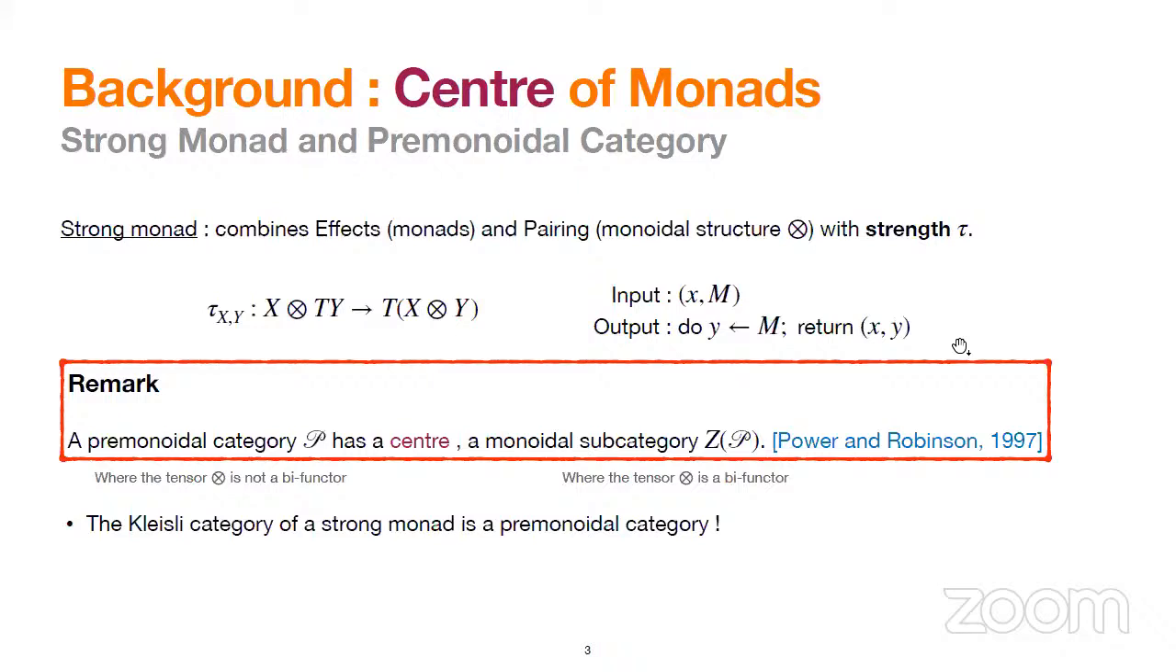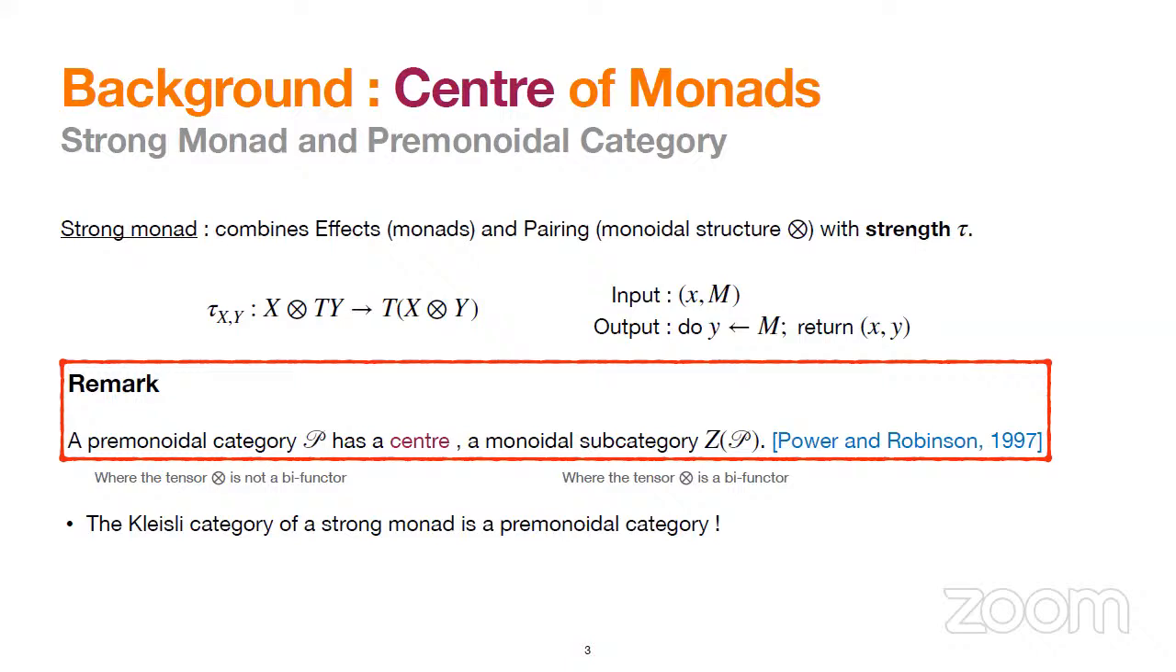Okay, continue. So to talk about the central monads, we use the strong monads. The strong monads combine effects and pairing with the special structure, strengths. So we can use the tau here to make the T out of it. And in the computational way, we have the pair. We always return with a pair.